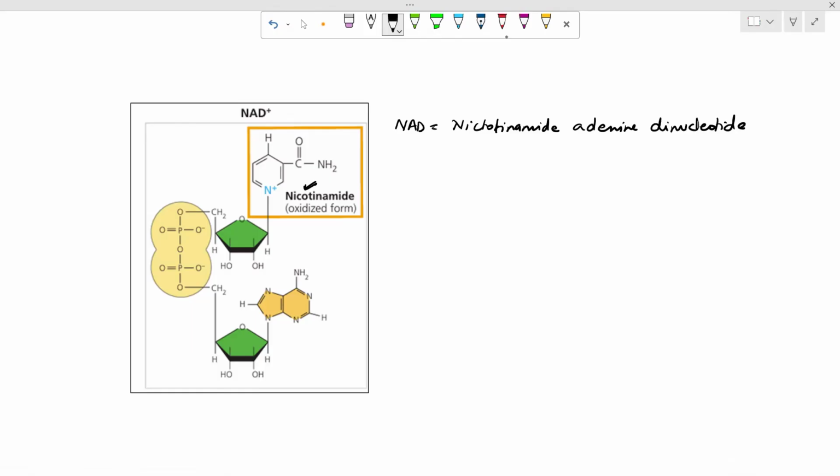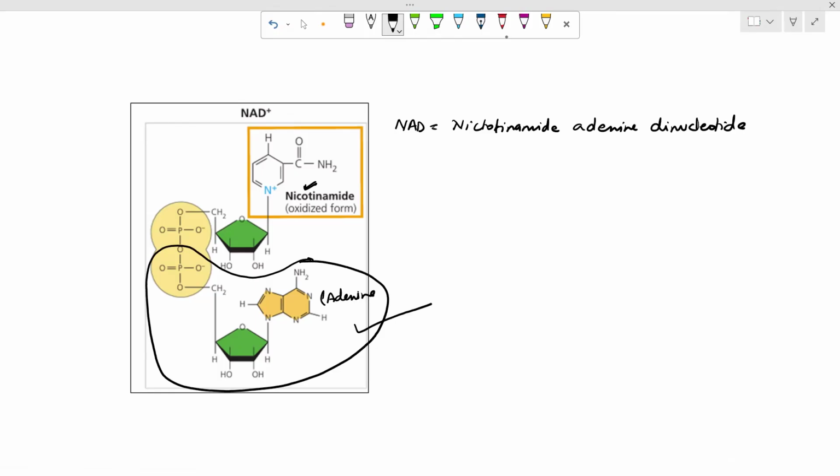Is it clear? So once again, just see, you know very well, this is your nitrogenous base adenine. Clear? So this is your one nucleotide with adenine, and this is the second nucleotide with nitrogenous base nicotinamide. Now, I just told you right now that it is well suited for the electron carrier. Why? As it can easily oxidize and it can easily get reduced.